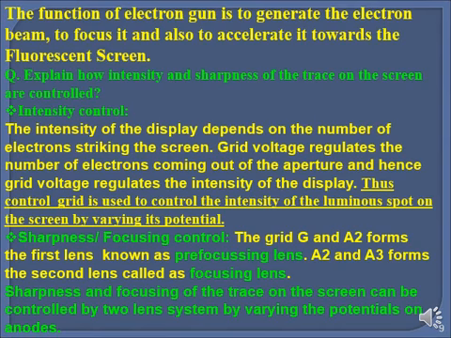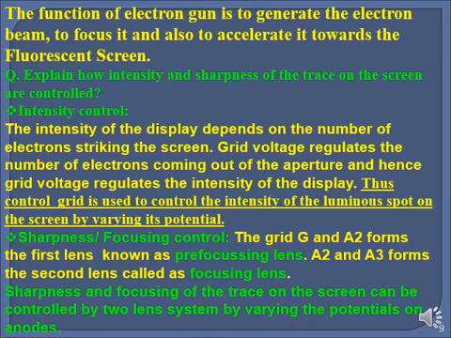The function of the electron gun is to generate the electron beam, to focus it and also to accelerate it toward the fluorescent screen. So the cathode emits the electron beam, and these two anodes focus and also accelerate the electron beam toward the fluorescent screen. How are the intensity and sharpness of the trace of the electron beam on the screen controlled?